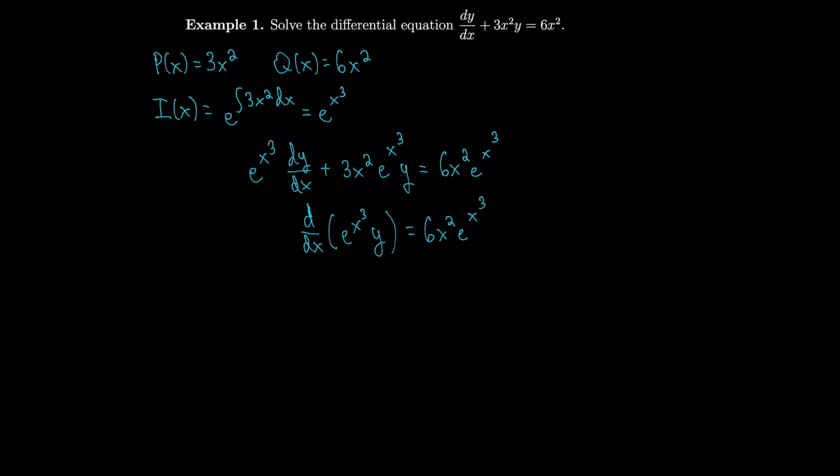So now I can integrate both sides. Taking the integral will cancel out this derivative by the fundamental theorem of calculus, so I just have e to the x cubed y equal to the integral of 6x squared e to the x cubed dx.